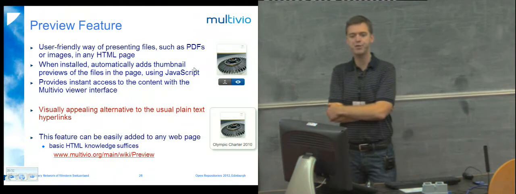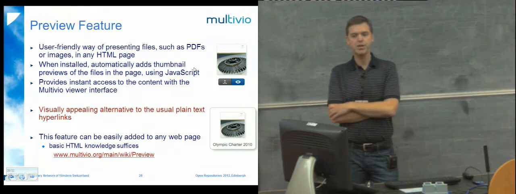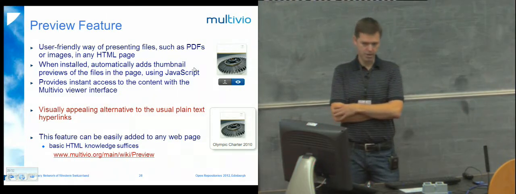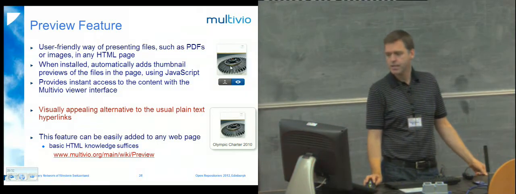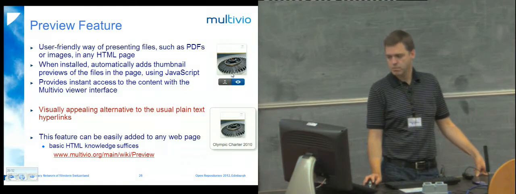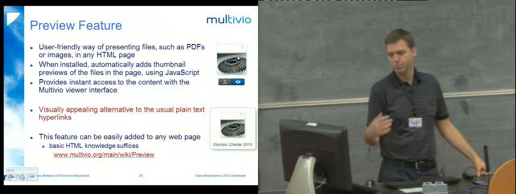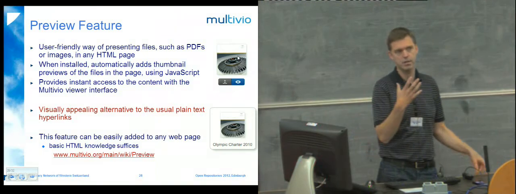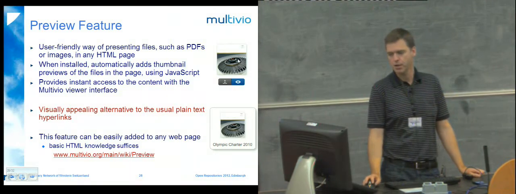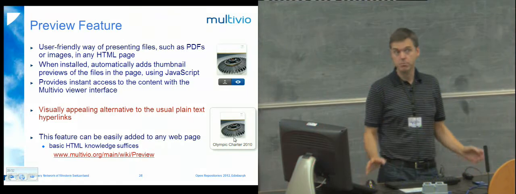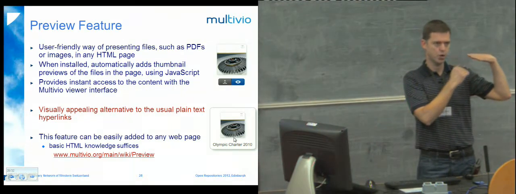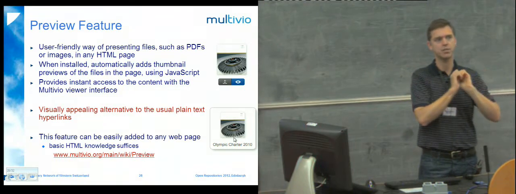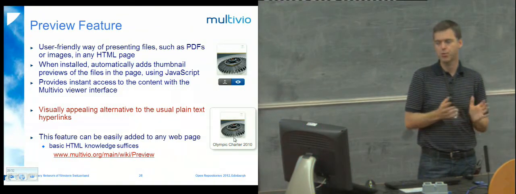So about the preview feature. This is a user-friendly way of presenting files, such as PDFs or images or whatever, in any HTML file. Here you have two examples of a link to one PDF file in different forms. So this is configurable. You can define how you want it to be presented. And you just need to include a block of JavaScript code in your HTML page, and this is going to do the work automatically.